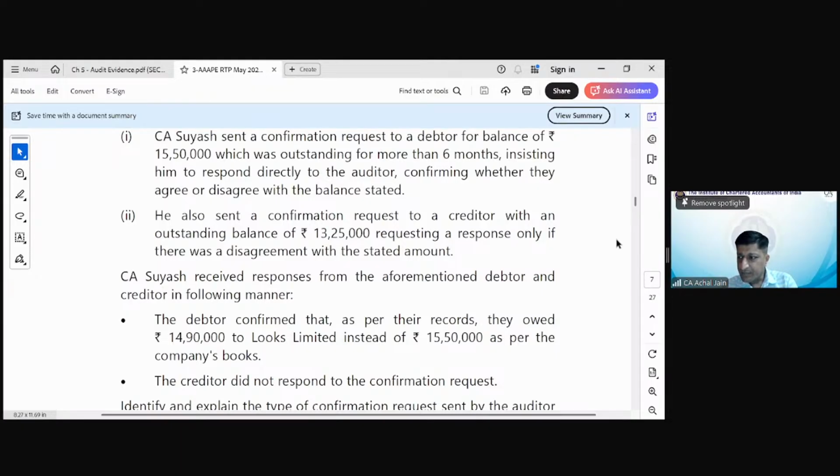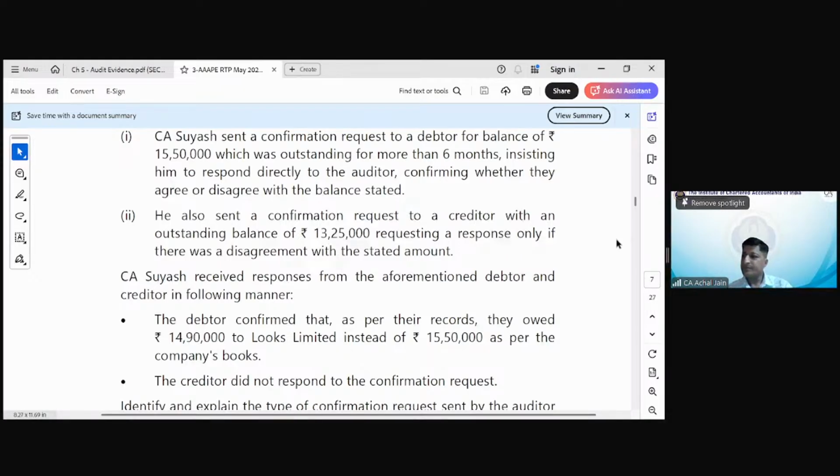Here in this case, it is very clearly stating that it's a positive confirmation request. The debtor responded, confirming that as per records they owe so and so. Yes, it's confirmed, it is responded. But the creditor did not respond to the confirmation request, which means no response.